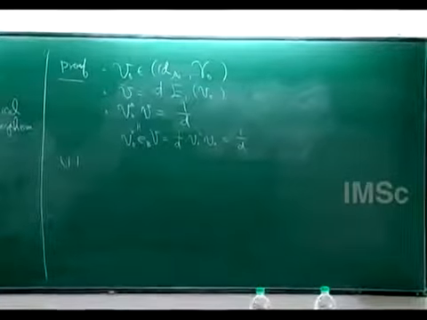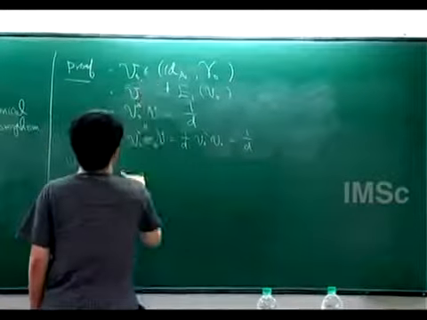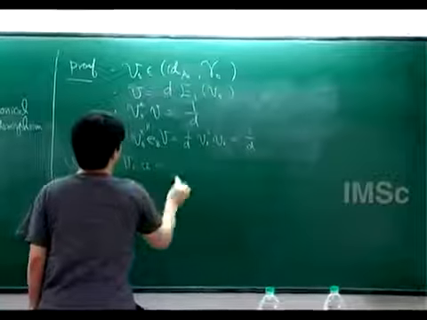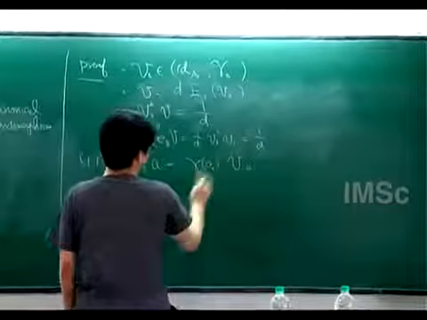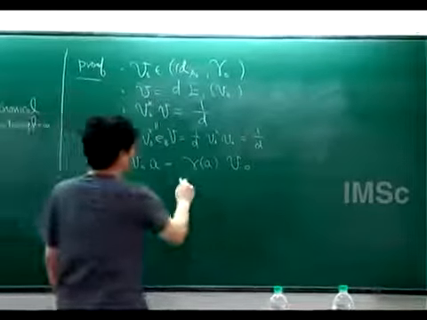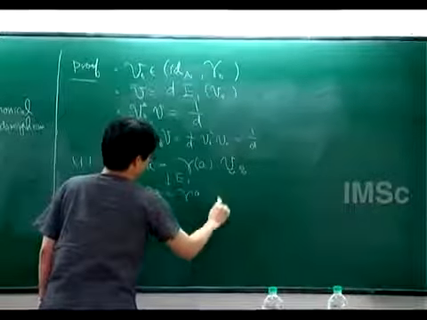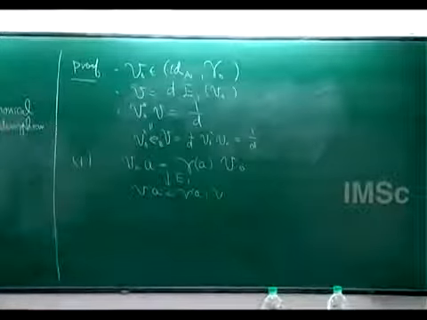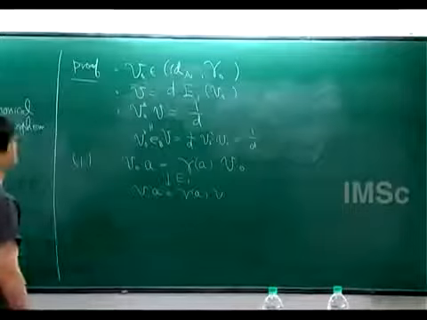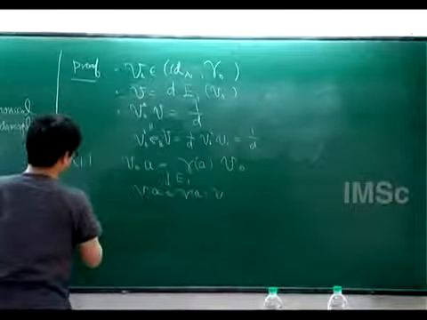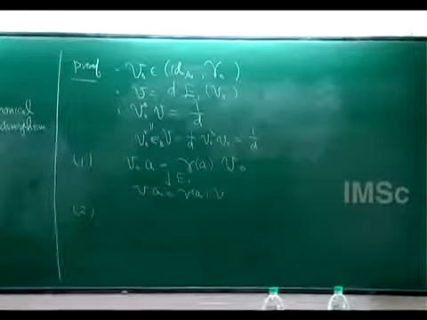Since gamma is just a restriction of gamma 0 to A, this relation shows that gamma 0 A equals gamma A. Okay, V0 A equals gamma A. So you just apply E1. Then you get V A equals gamma A. Right, so the first statement is done.